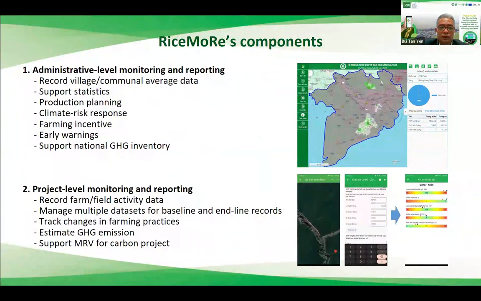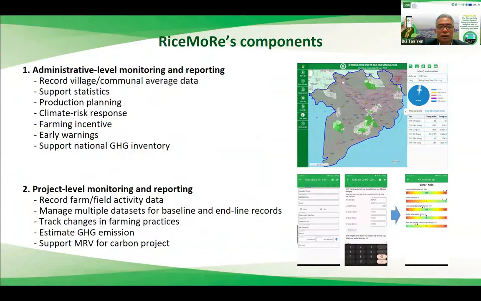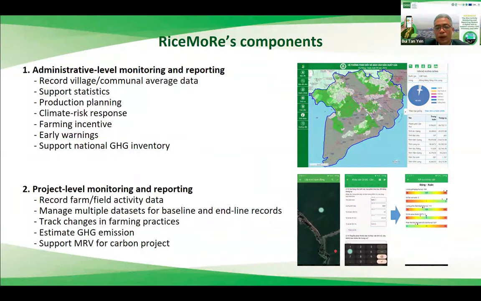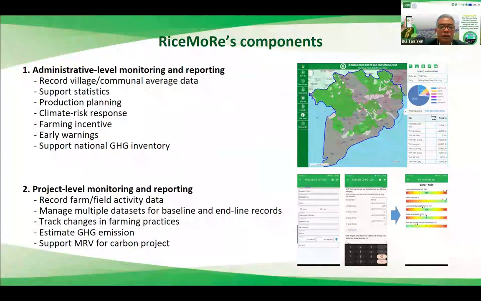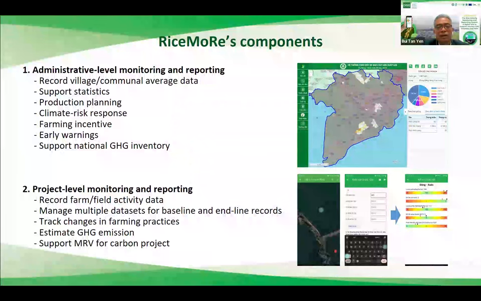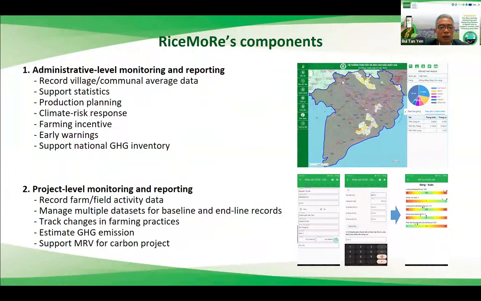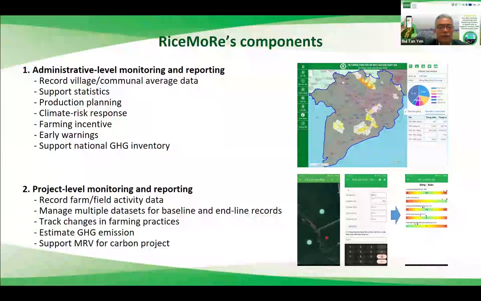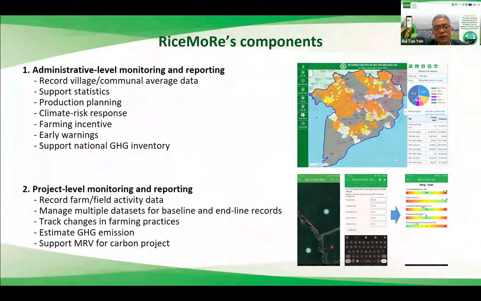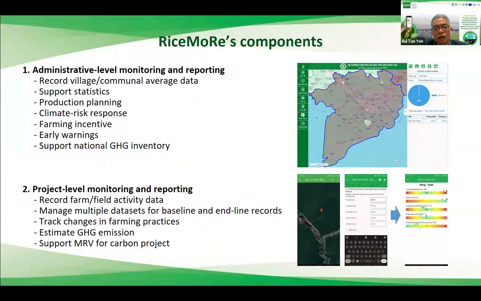RiceMoRe has two components. At the national level, we developed a web-based one. It can record village or commune appraised data, support statistics, record production planning, climate risk response, farm incentives, early warning, and also support the national GHG inventory. That's the purpose of the national level monitoring and reporting component.